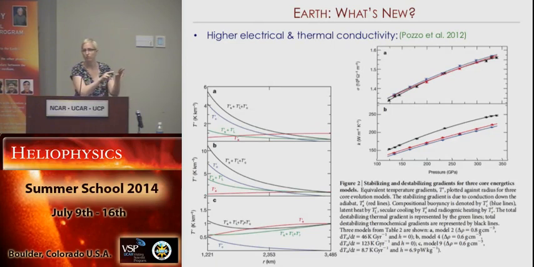Okay, so those two things are proportional. So the thermal conductivity is also about 2 to 3 times higher than we previously thought. Okay, so this actually causes some issues. So let's think about the electrical conductivity.